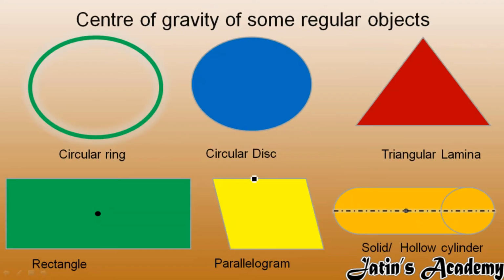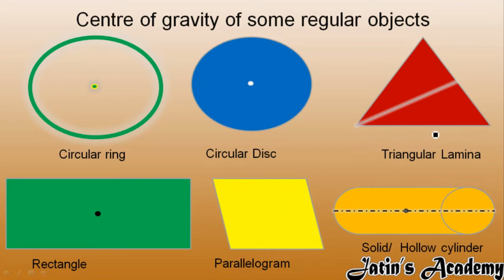Next we have the center of gravity of some regular objects. We have to remember what the regular object is and where its center of gravity is. First, a circular ring has its center of gravity at its center. A circular disc also has its center of gravity at the center. Next, important, the triangular lamina. A triangular lamina has its center of gravity at the point of intersection of its medians.